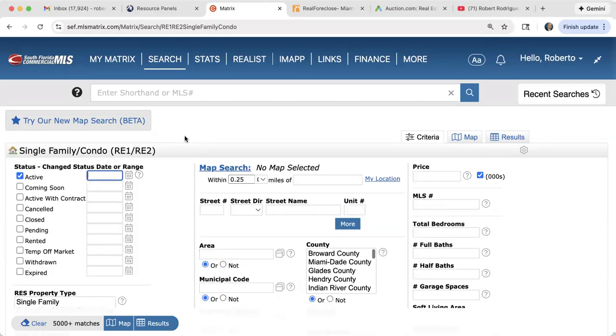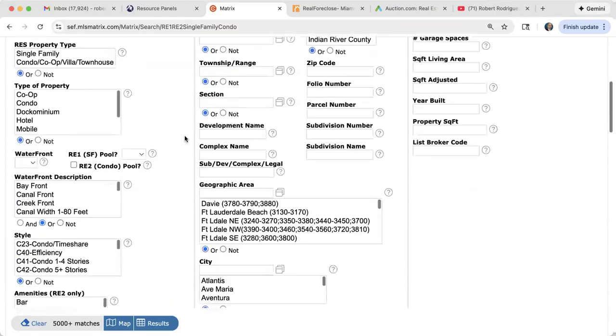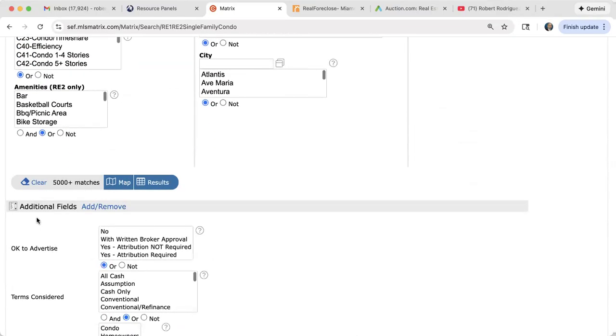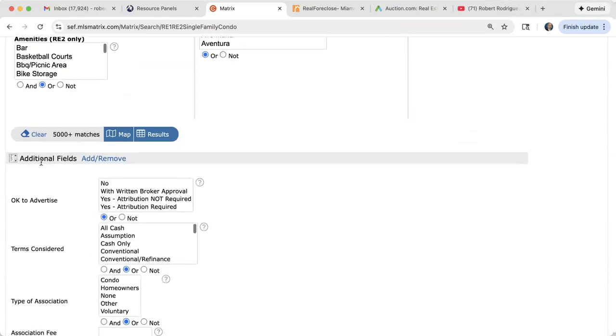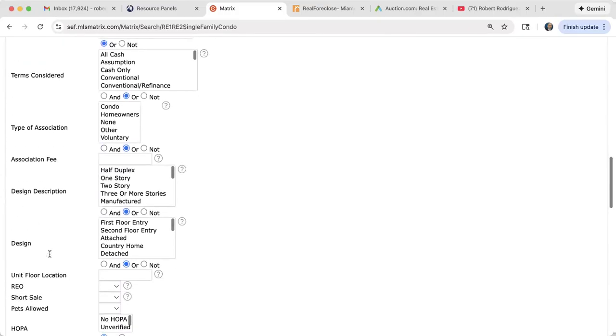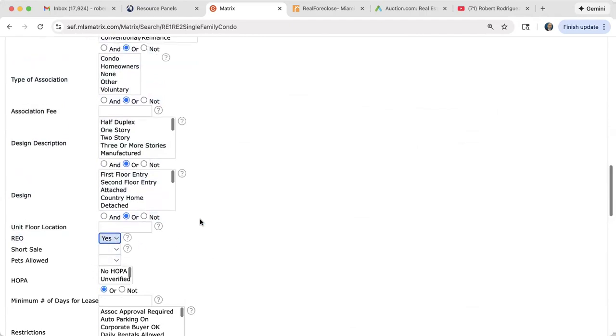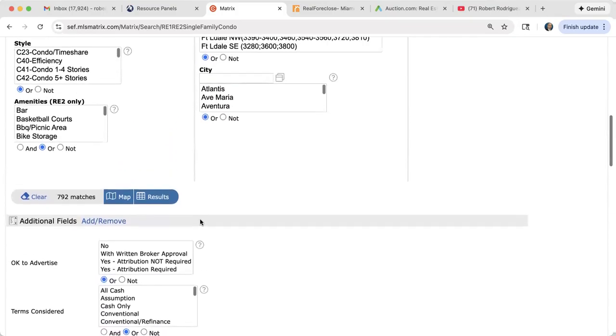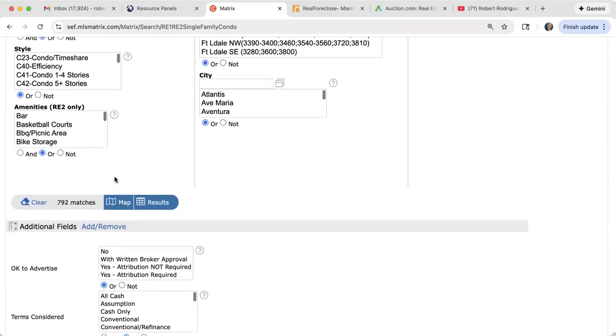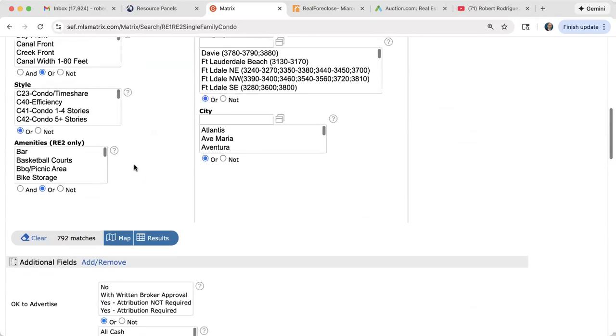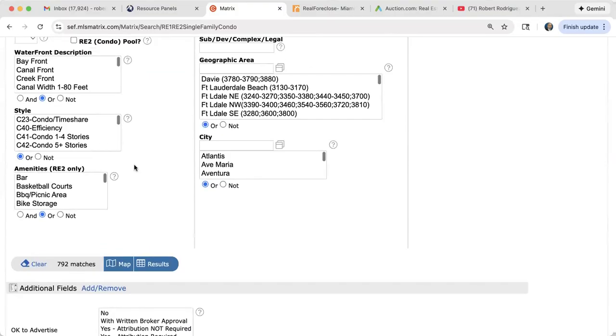So, inside of your search in the MLS, you are going to go down here to the additional fields section, and we are going to add an additional field called REO. REO stands for real estate owned. In other words, it is a bank-owned property, and you are going to select yes. So right now, in the entire MLS, there are 792 properties that are bank-owned and are for sale.